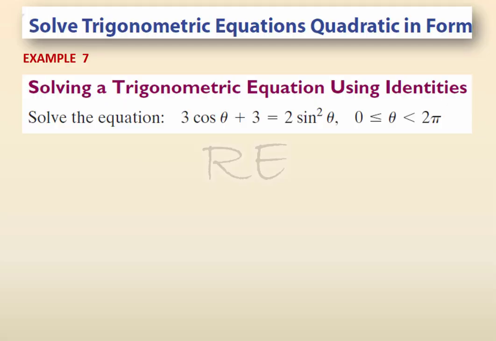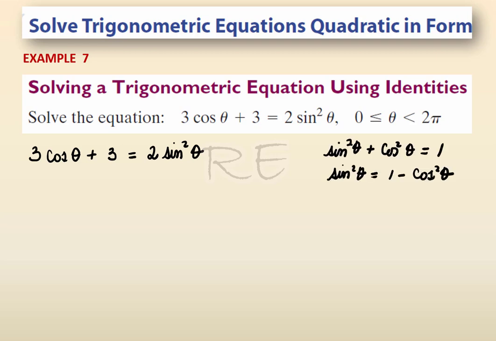Solve the equation 3 cosine theta plus 3 is equal to 2 sine squared theta. Theta is between 0 and 2 pi. Sine squared theta plus cosine squared theta is equal to 1. Sine squared theta can be replaced by 1 minus cosine squared theta. 3 cosine theta plus 3 is equal to 2 times 1 minus cosine squared theta.